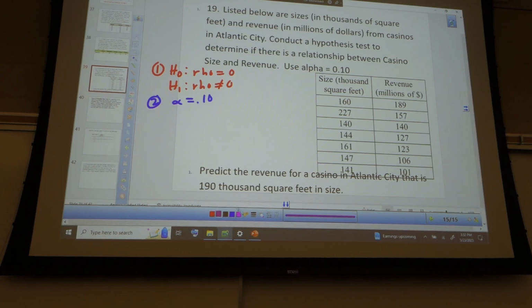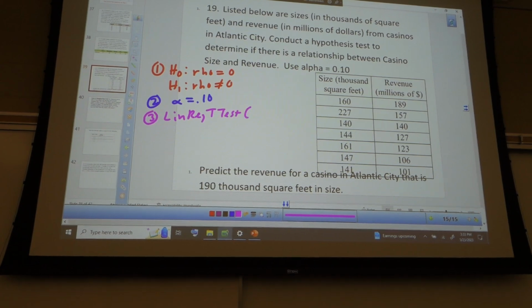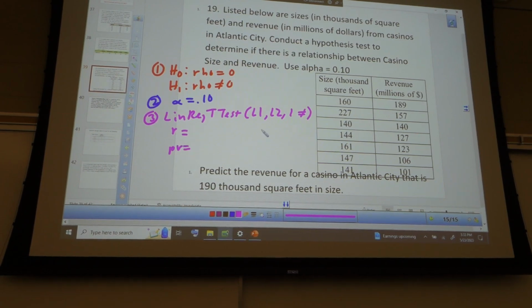Step 3, what kind of test are we doing here? Linear regression t-test. L1, L2, I think it's 1 and not equal to. Make sure you also write down the A and the B. Give me the R, give me the p-value, give me the A, and give me the B. Like 3 sig figs. That's good.